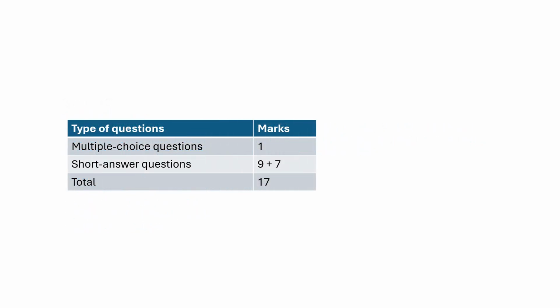In electrolysis and rechargeable cells, one multiple-choice question is worth 1 mark, and two short-answer questions are worth 16 marks. The overall score for this section is 17 marks. With a total possible score of 120 points, the percentage for this section is 14.2% of the total score.